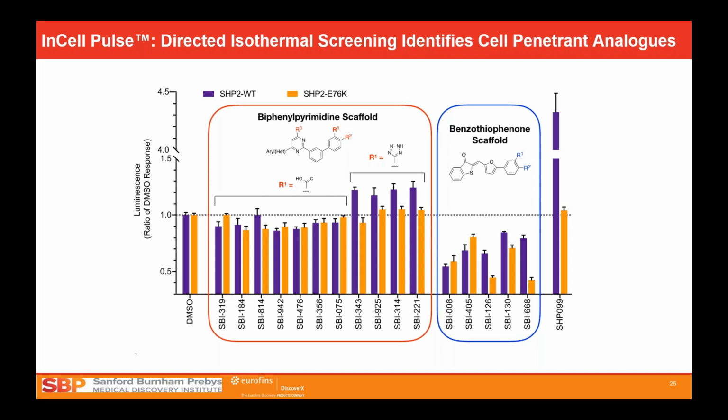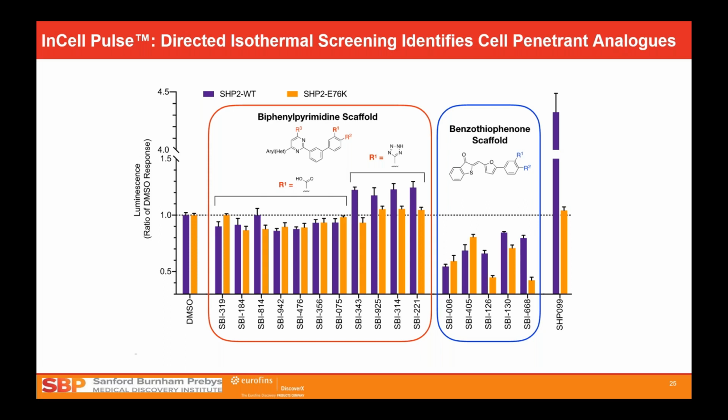So again, using this technology, we're now able to gauge cell penetrance. Basically, the carboxylic acid is less able to get in the cell than the tetrazole can. Then to the right, here are our benzothiophenone compounds. Basically, these are, like I said, destabilizers.